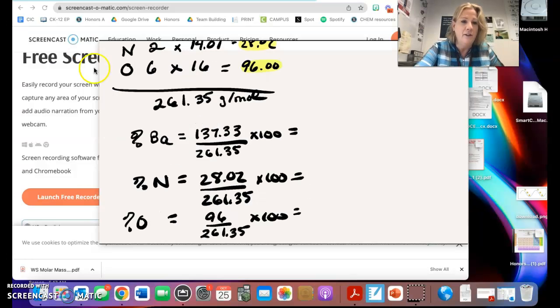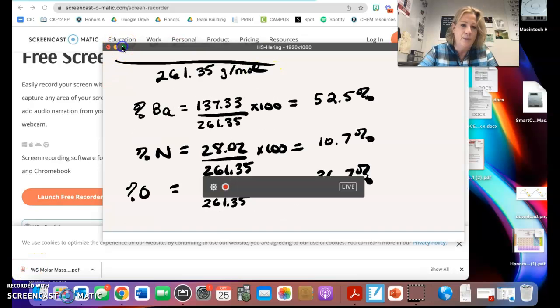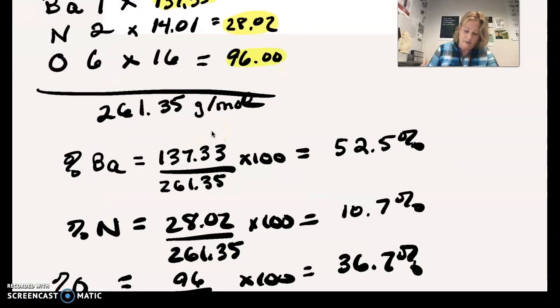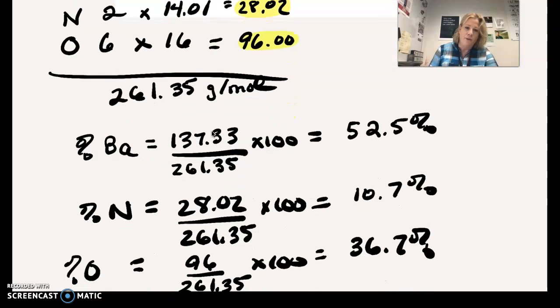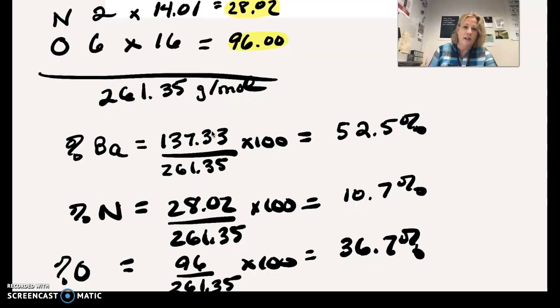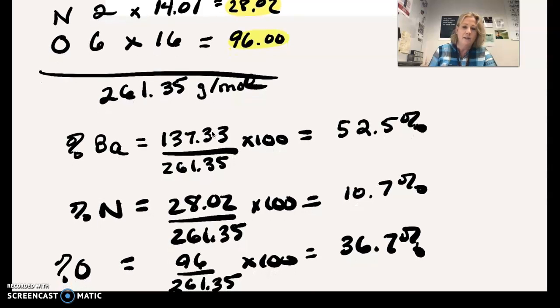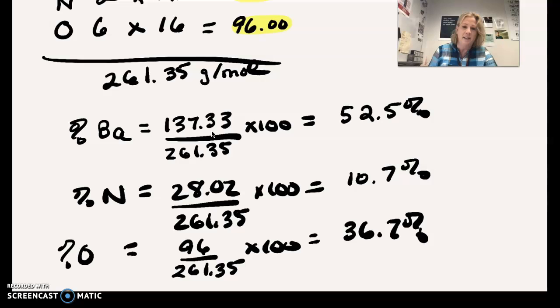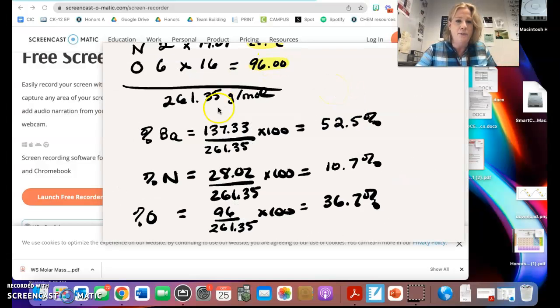I'm going to pause while I calculate. I took the mass of my barium, 137.33, over the molar mass of the compound and multiplied by 100, and I get 52.5. I took my nitrogen mass, 28.02, divided by the molar mass, times 100, and I get 10.7. And then lastly, the oxygen, which is 96 for just the mass of the oxygen, divided by the molar mass. If you were to add these, it looks like they're not perfect, but they're going to give you close to 100. Otherwise, you know that something went wrong. So that is it. I hope that helps you with percent composition.